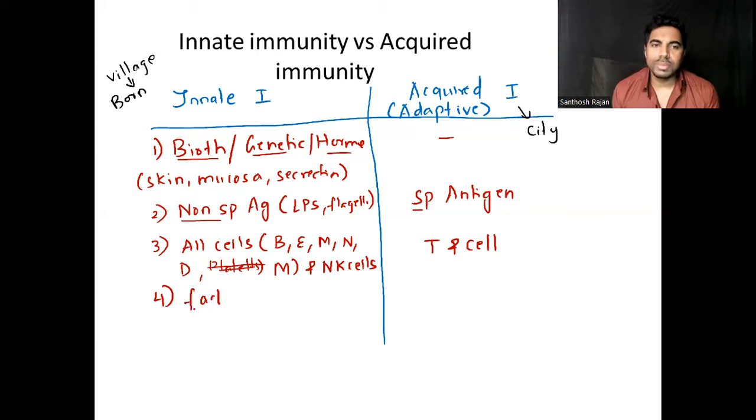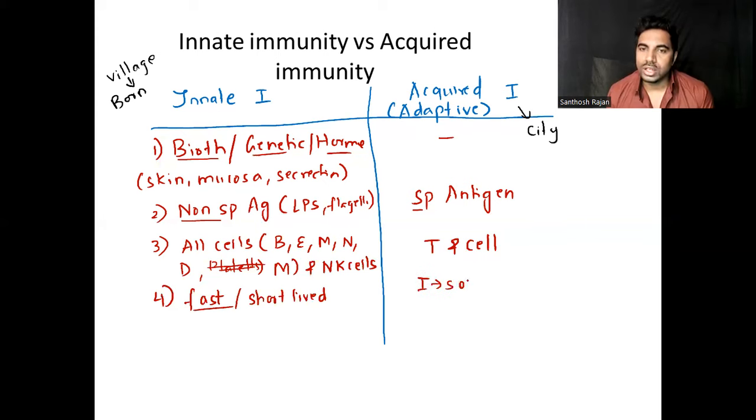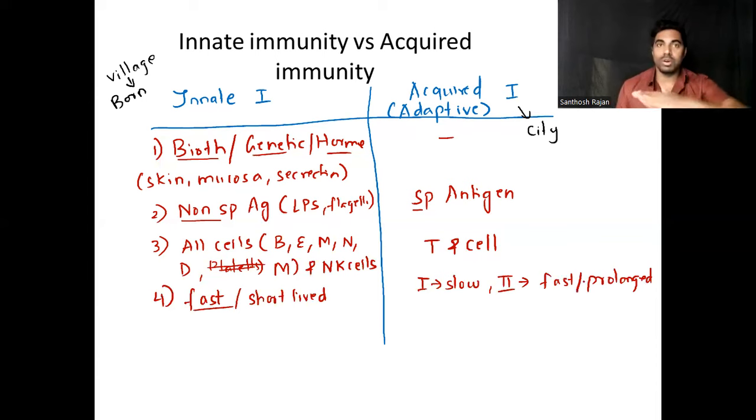They are fast, but what? Short-lived. Fast and they're short-lived. The response is fast, but they're only short-lived. But here the response is what? The first exposure is always slow, but second or further responses will be fast and prolonged. The adaptive immunities are usually prolonged. The antibodies form, they remain longer.